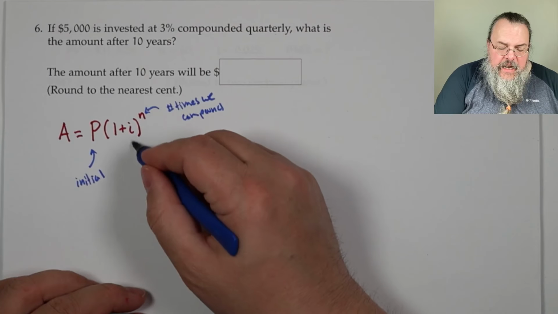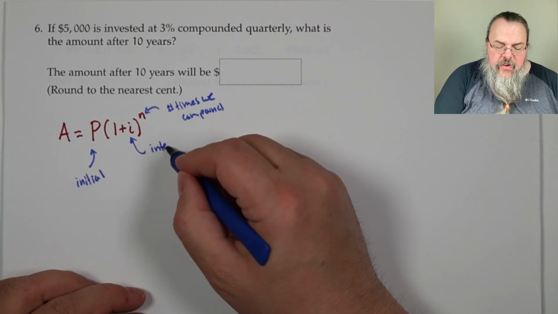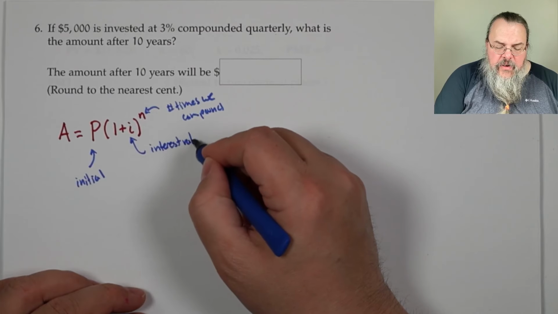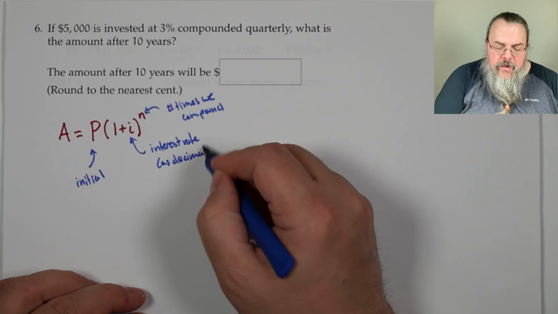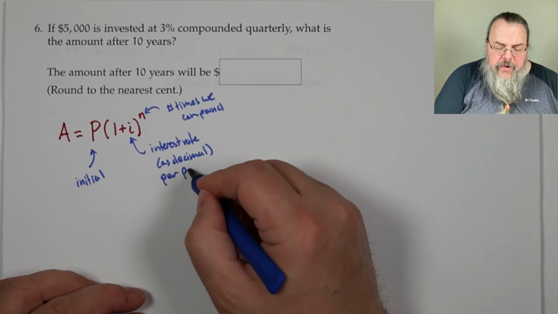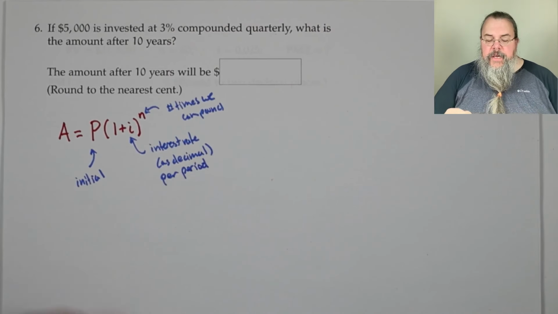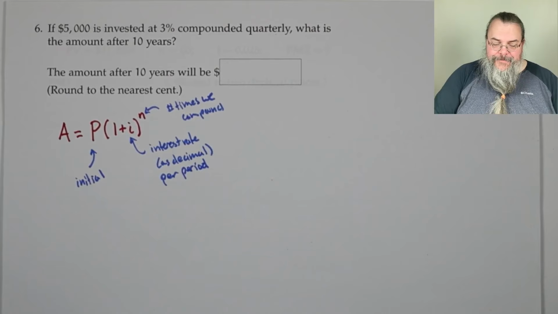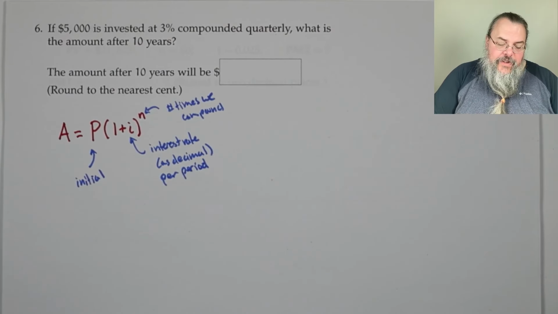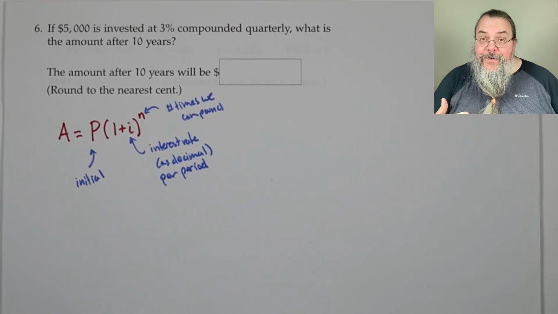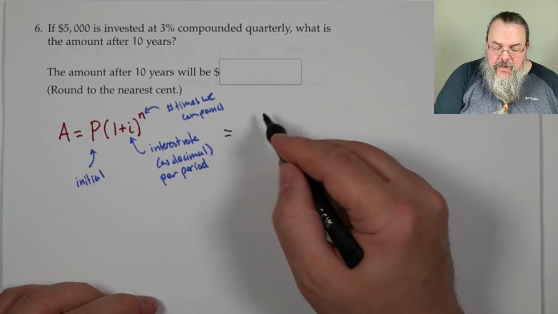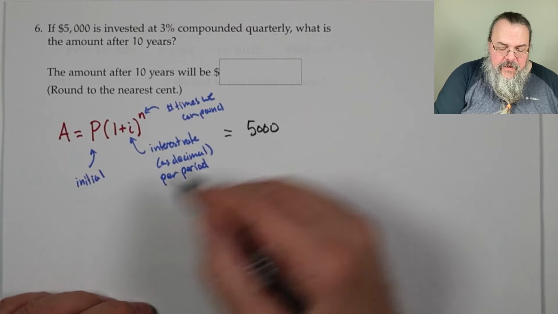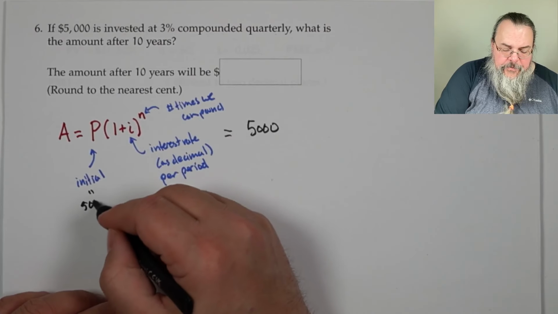And then the I is the interest rate as a decimal, this will be important, per period. Okay, so some of these are pretty quick. The initial, that's pretty clear. We said we're starting with 5,000. Okay, so we have 5,000. So this is our initial, 5,000.